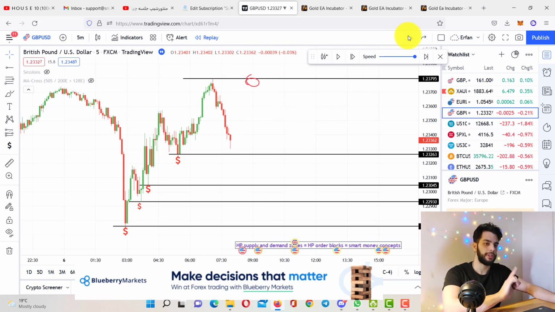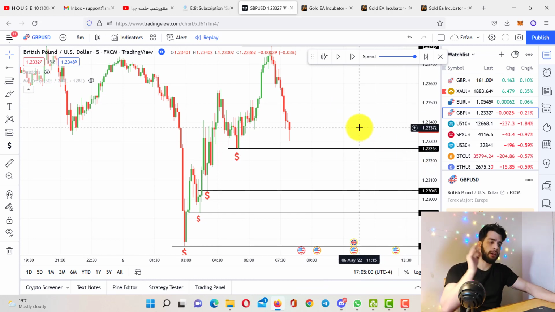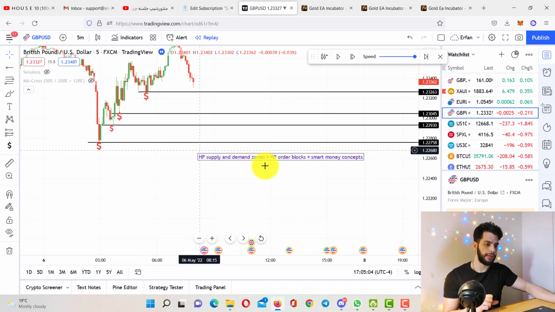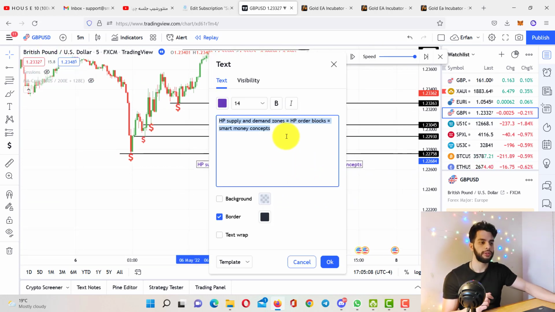How? Using a smart money concepts trading strategy. So what is that? It is the gap for supply zone and demand zone. I want to show you how. High probability supply and demand zones, or high probability order blocks, or smart money concepts. And I want to show you exactly. Super simple.